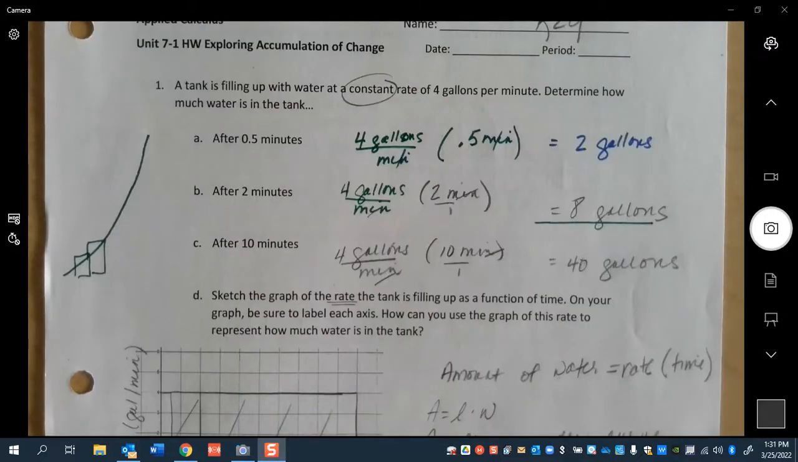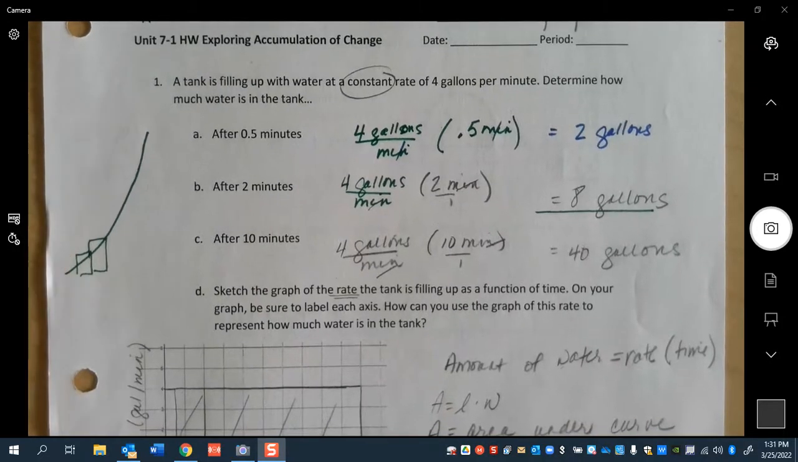All right, here's your homework from last time. We were talking about the accumulation of change and what it was like underneath the graph. So if we have a tank filling up with water at a constant rate of 4 gallons per minute, we don't have to worry about taking the intervals because the rate's the same.